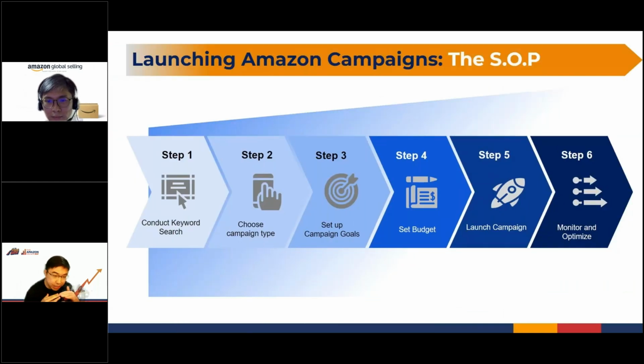All right, so this is literally what we do behind the scenes. I'm just going to show what happens, what my team and I do. First step, always conduct keyword research. Then second step, choose your campaign type, set up campaign goals, set budget, launch campaigns, monitor and optimize.